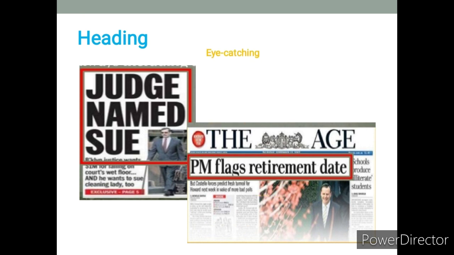So the headline should be eye-catching. It should represent the theme. It should be short and crispy. The headline should not be a full sentence. If possible, you may use a phrase. It should be interest arousing. The headline should have the element of surprise. Thus, you try to maintain these features for having an effective headline of your article.